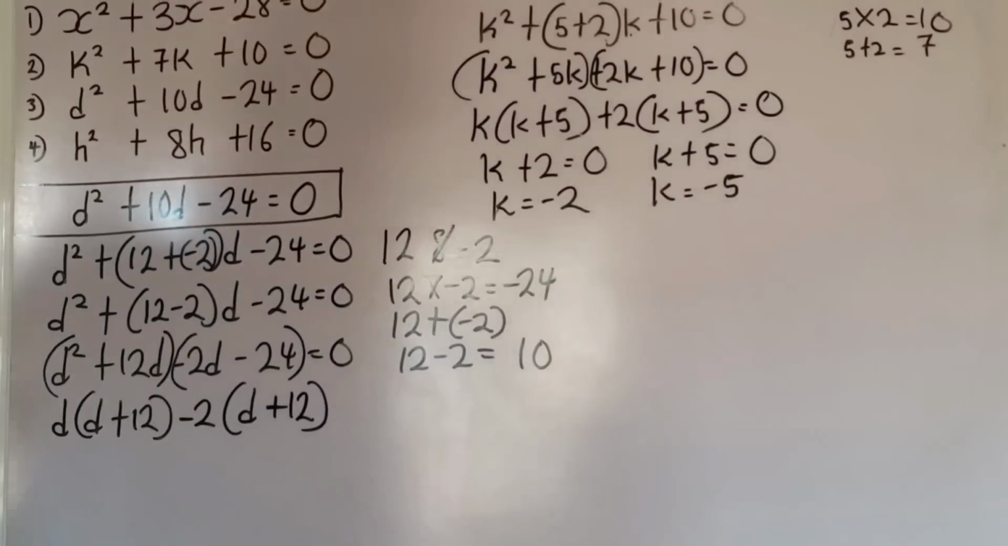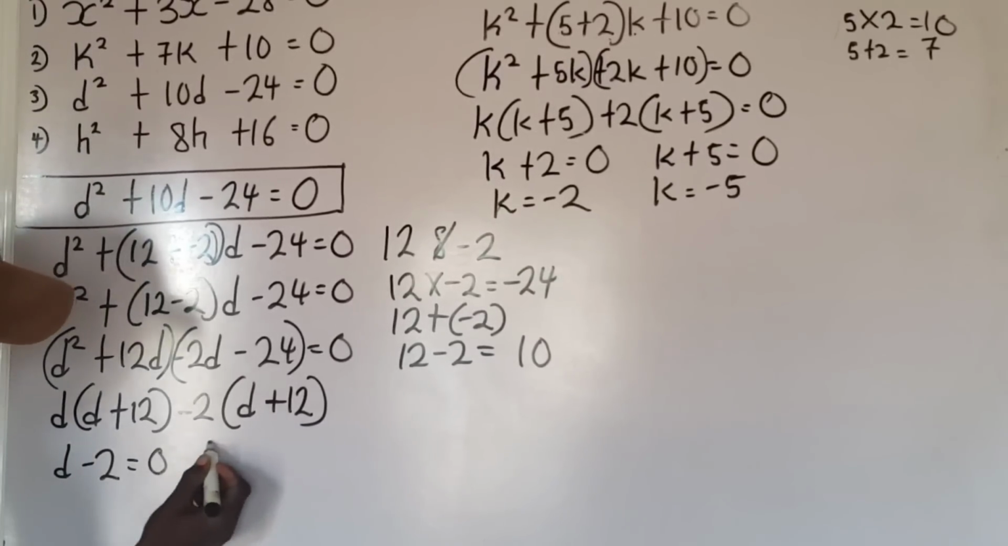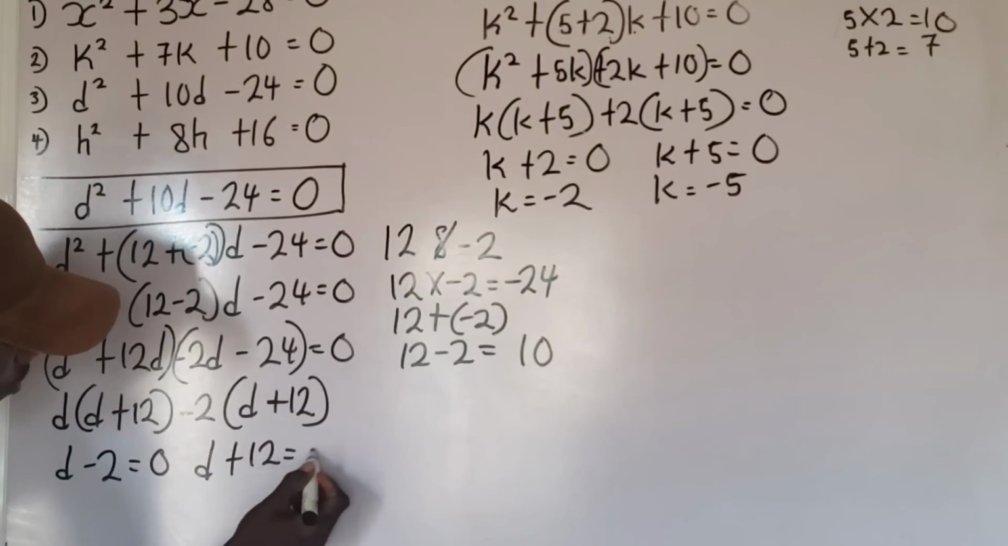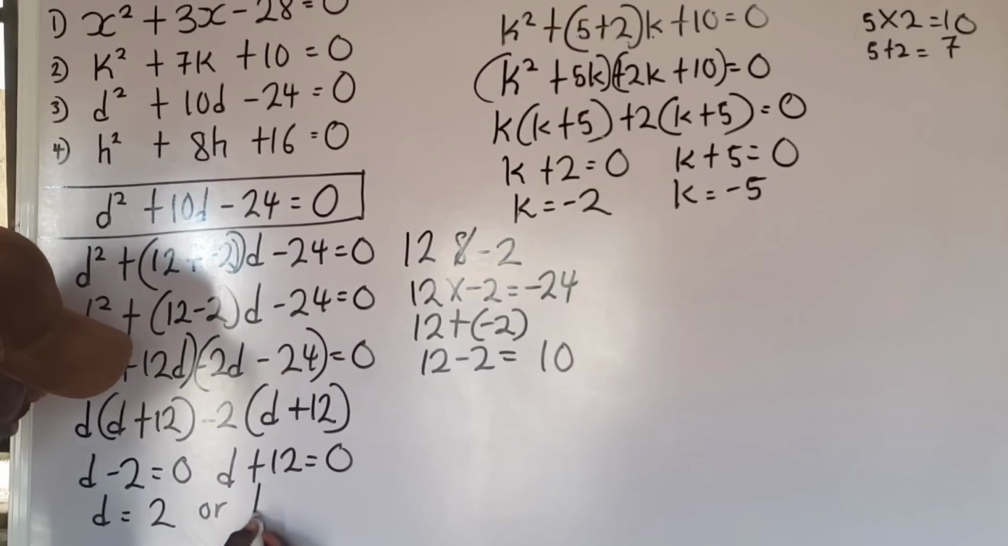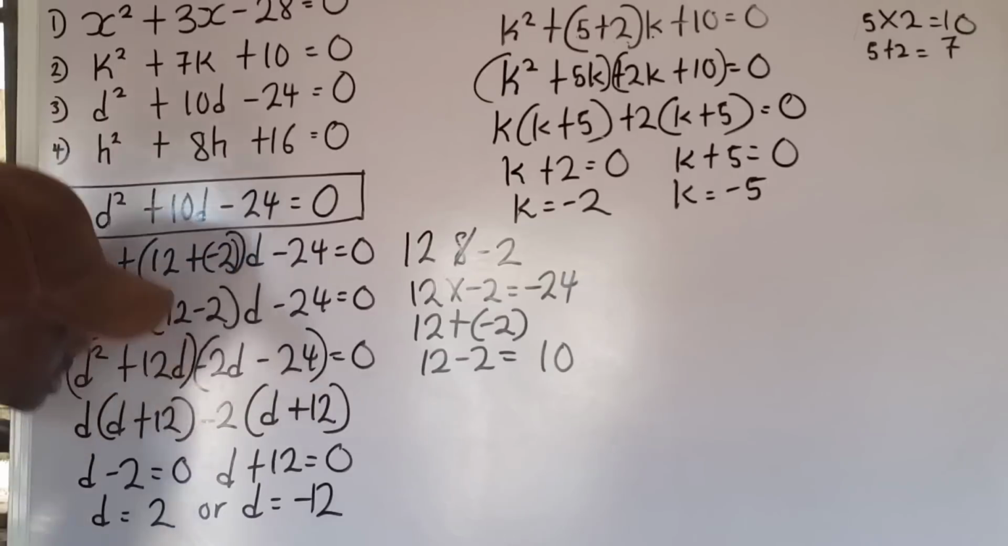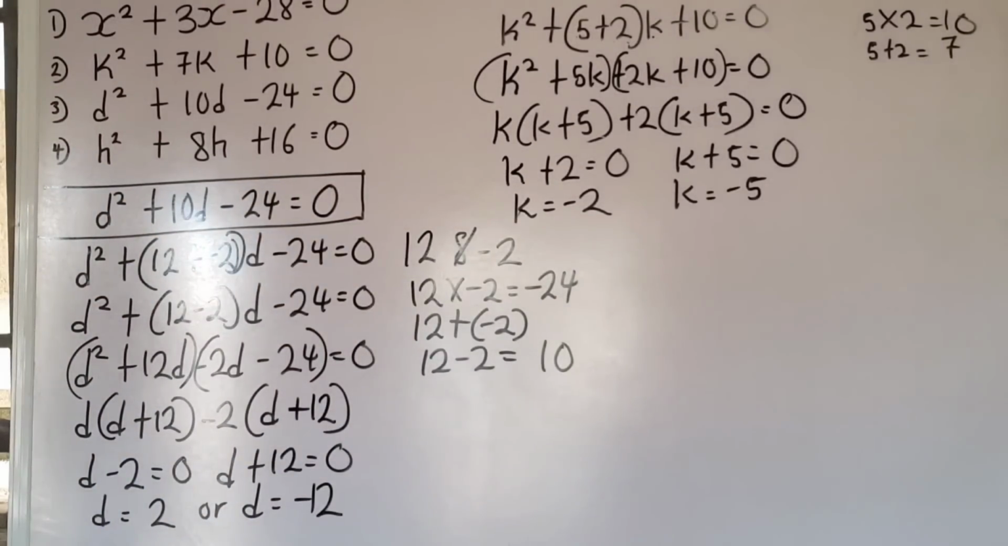So here I'm going to have d minus 2 equals 0 and d plus 12 equals 0. You understand? d equals what? 2, or d equals what? Negative 12. That is the solution to that question. If you want to check, you can substitute the value of d as 2 or negative 12. The quadratic equation will give you 0. You understand? That is the answer to that quadratic equation.